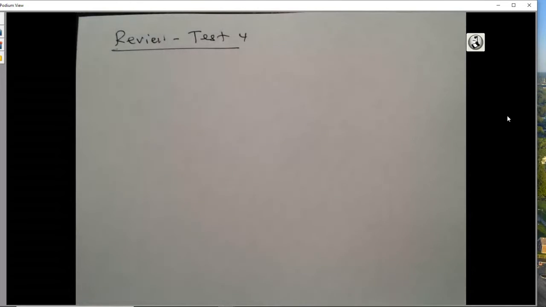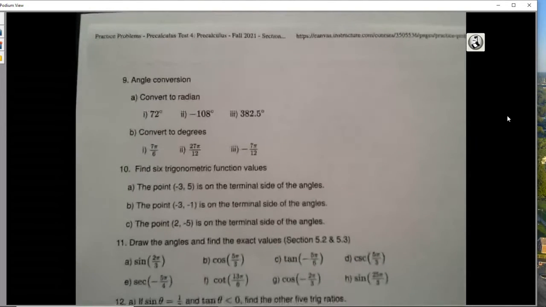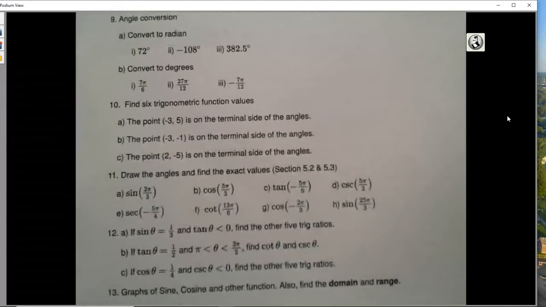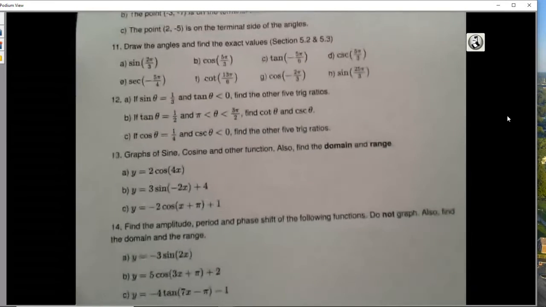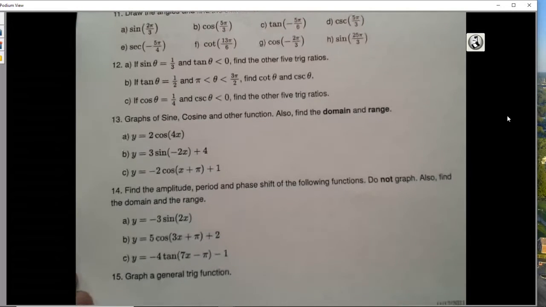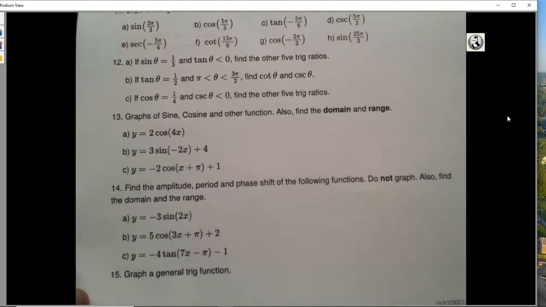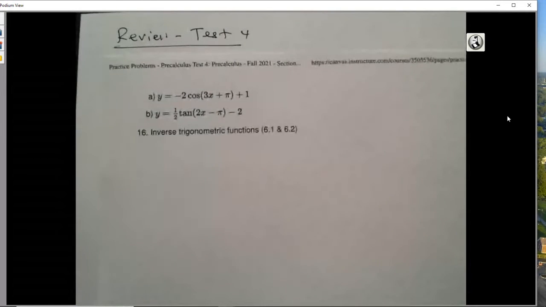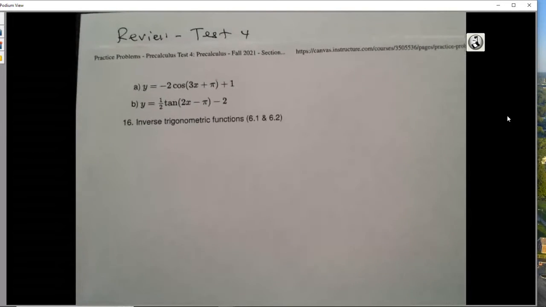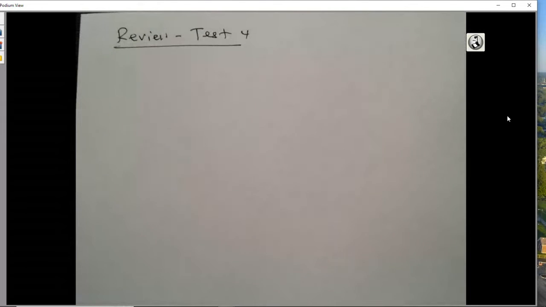In trigonometry, we're going to go with conversion and finding some trigonometric values under different types of problems, and then graphing trigonometric functions and finding amplitude, period, and phase shift, and then finally we're going to discuss general functions. Those are the topics that we're going to cover. So let's go one by one.